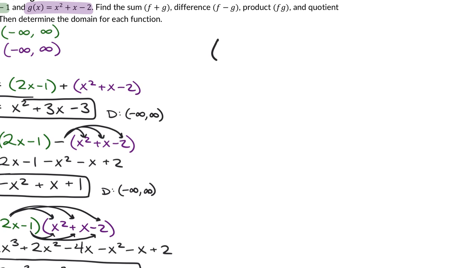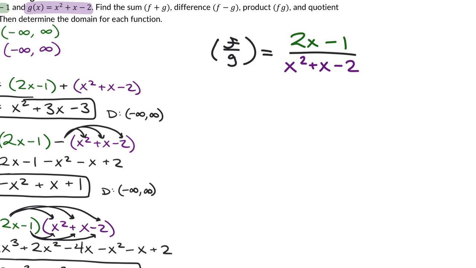If we do the quotient, f divided by g, it tells me to put f on top. So here's 2x, I already forgot the function, minus 1. And x squared plus x minus 2 on the bottom. What kind of function have I just created? This is a rational function. Hopefully your spidey senses are going off, because when we had rational functions, what did we have to do with the stuff in the denominator?